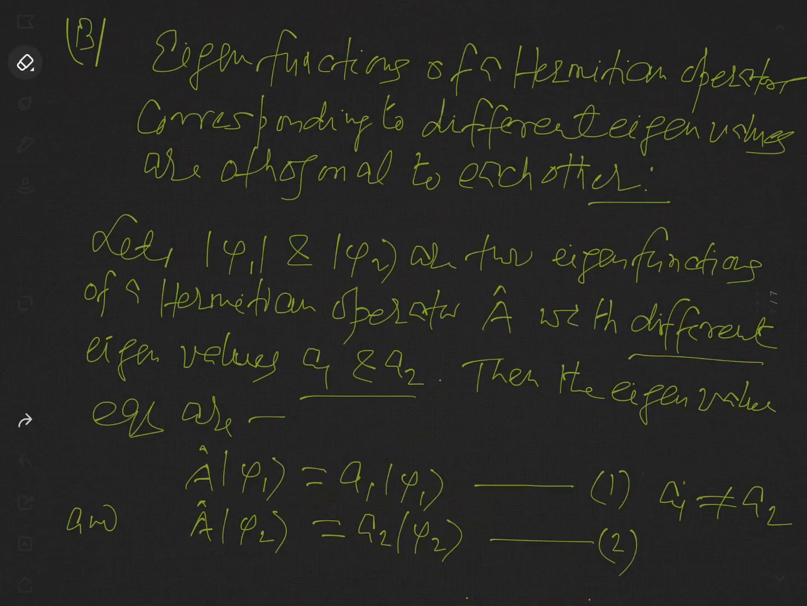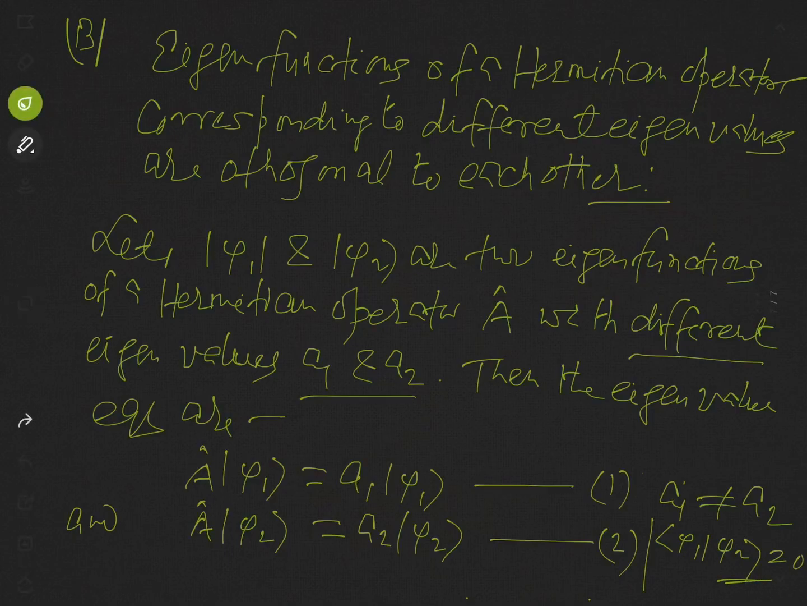A1, A2 are not equal. In this condition, we have to find that these eigenfunctions ket phi 1 and ket phi 2 are orthogonal. And you know what is the condition for orthogonality. If phi 1 and phi 2 will be orthogonal, it means the scalar product of phi 1 and phi 2 must be 0. So we have to prove that the scalar product of phi 1 with phi 2 is equal to 0.